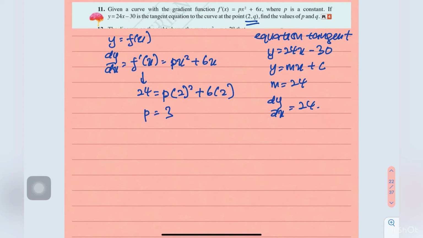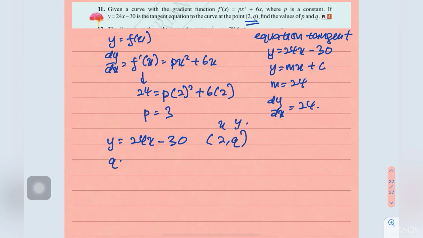Okay, so now from the equation of tangent y equals 24x minus 30, we can substitute point 2, q as well. So this is x, this is y. So y is q, x is 2: 24 times 2 minus 30. So q equals 18.